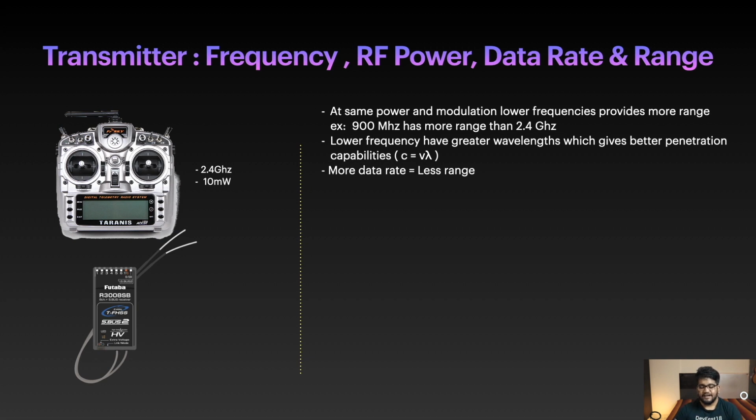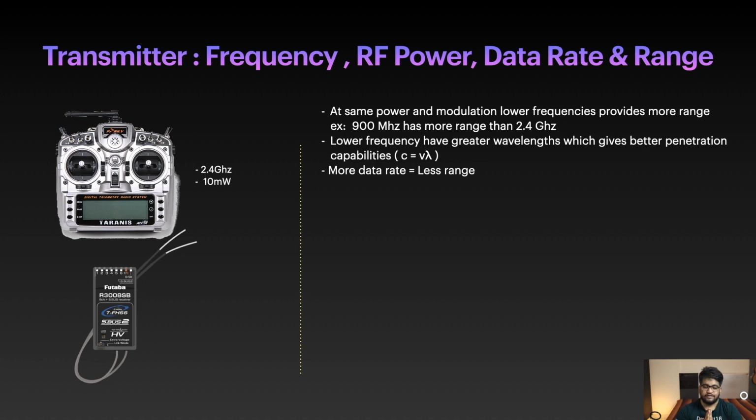Also, more data rate equals less range. What I mean by that is, if you are transmitting 2 megabits per second, you will get less range compared to if you are transmitting, let's say, 2 kilobytes per second. So you need to make sure that you are only transmitting the minimum amount of data and not excessively using the channel, because there are certain concepts involved which reduce the range.